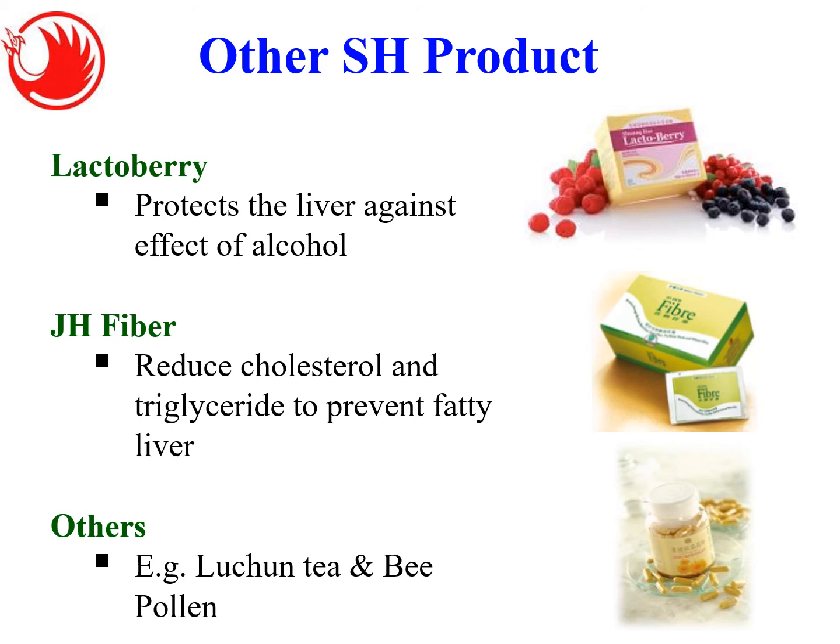The next product will be Jaho fiber. Jaho fiber supports the metabolism of blood cholesterol and triglyceride, thus stopping them from building up in the body. As a result, it helps to prevent fatty liver. Other products such as lutein, tea, and bee pollen are also a good choice to be included for holistic wellness.